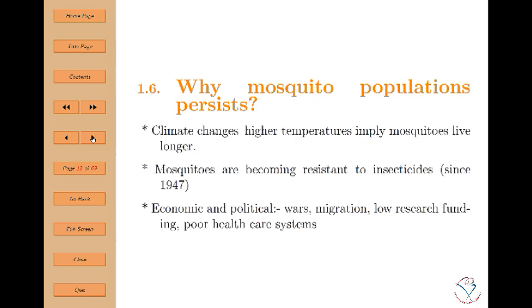And mosquitoes have been becoming resistant to insecticides since 1947. And then the other aspect is the issue of economics and politics: wars, immigration, low research funding, and poor healthcare systems mean that sanitary conditions are a bit low. And so the mosquito can survive in these conditions.